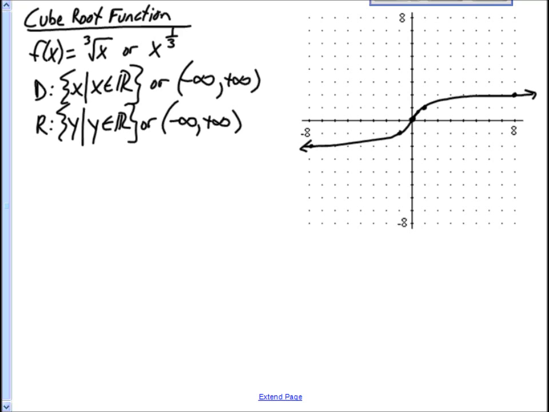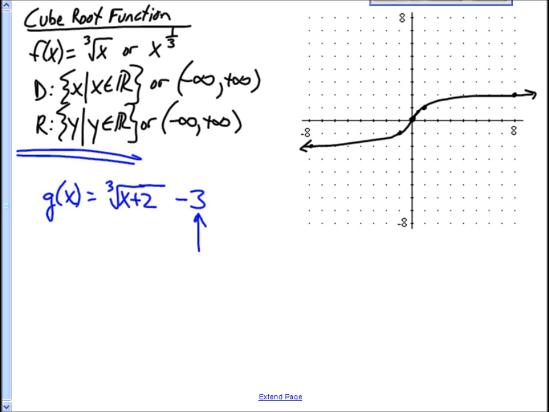So similarly to that square root function which we talked about last time, what would a different function, let me call it g, what would the third root of x plus 2, and then minus 3, do? Well, outside of that thing, that's going to shift it down 3, and the inside is going to shift it left 2. You could point plot that, right?